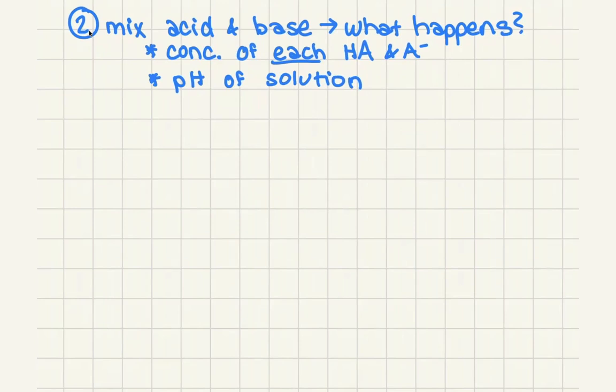In this situation, instead of just writing HA and A-, because now it's going to get complicated because we have two of them, I'm just going to start by thinking of just one as the acid and one as the base. Now, these are going to react with one another. And again, you're going to reach an equilibrium where you're going to have your conjugate acid plus your conjugate base.